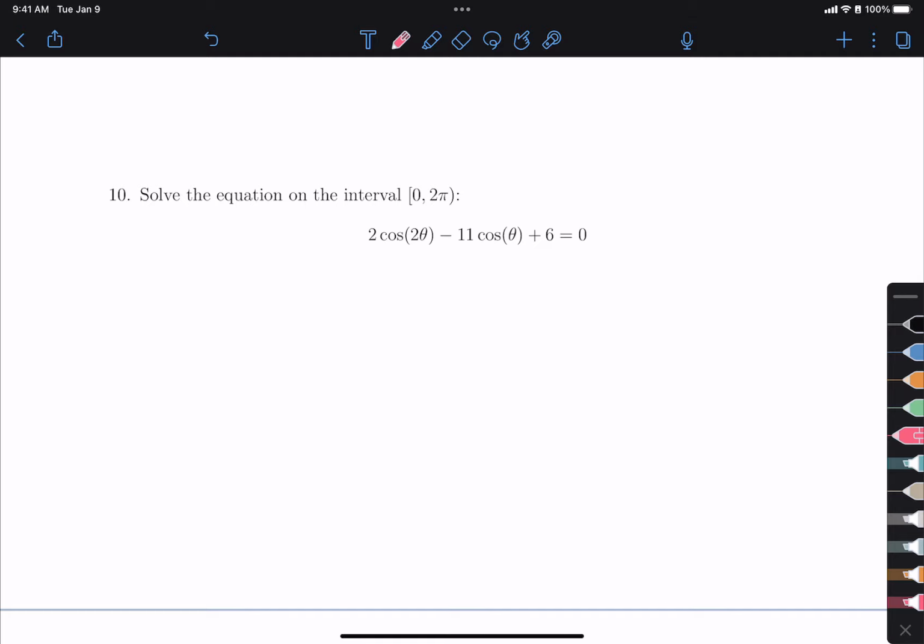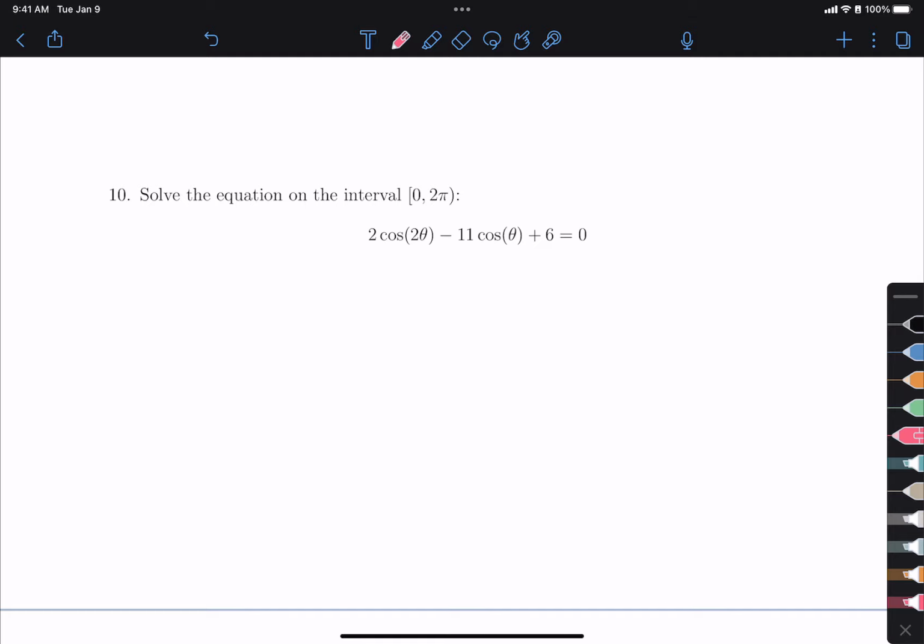Where is my calculator? I'll be just a sec, you guys. All right, I have found my calculator.